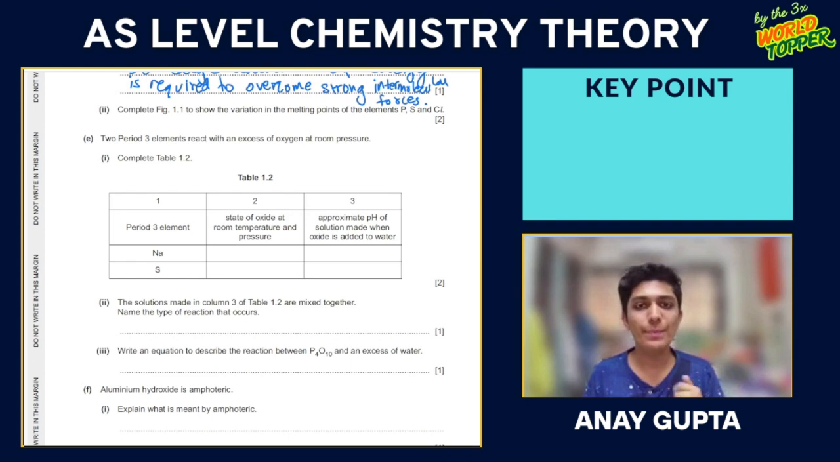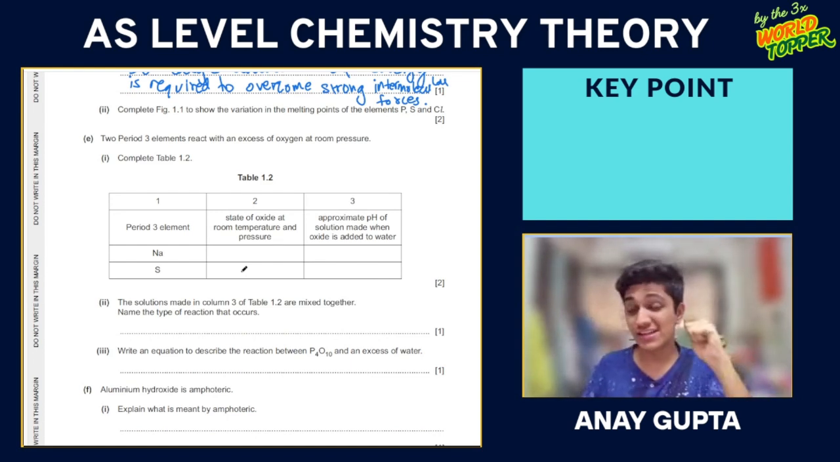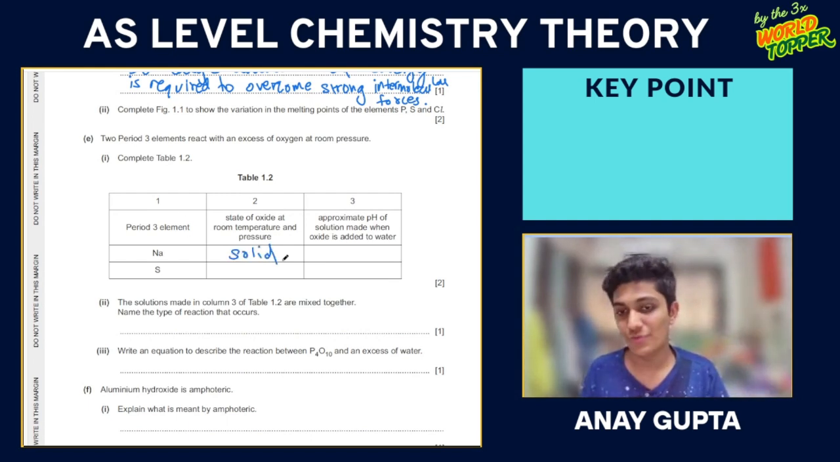Okay, next question. Two period 3 elements react with an excess of oxygen at room pressure. Complete table 1.2. So we have been given two elements, sodium and sulfur, the state of oxide at room temperature and pressure, and the approximate pH of solution when oxide is added to water. Now, you just need to think this logically. When we have Na plus O, it gives us Na2O, which is sodium oxide. This will always be a solid, right? Obviously, until its melting point. But at room temperature and pressure, sulfur will form sulfur dioxide, SO2, correct? Or SO3. That is a gas.